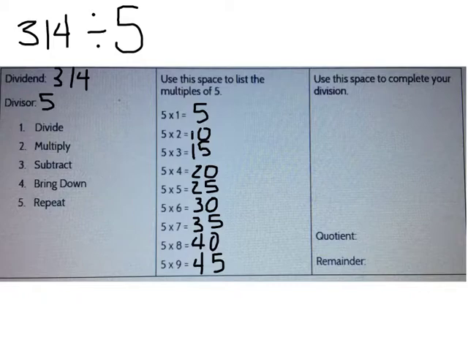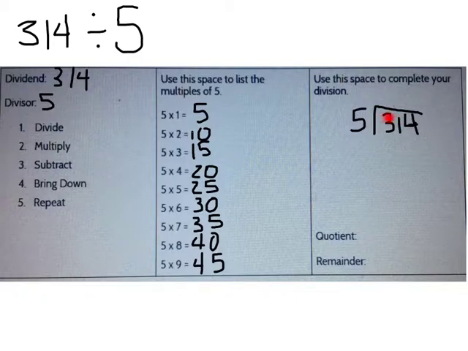Now we can solve the division problem. Draw your division symbol. 314, my dividend, goes inside because that's the number I'm splitting up. 5 goes outside because that's the number I'm dividing by. Now I need to decide what place value to start my division in. Can I take a group of 500s out of 300s? No, I cannot start dividing in the hundreds place.